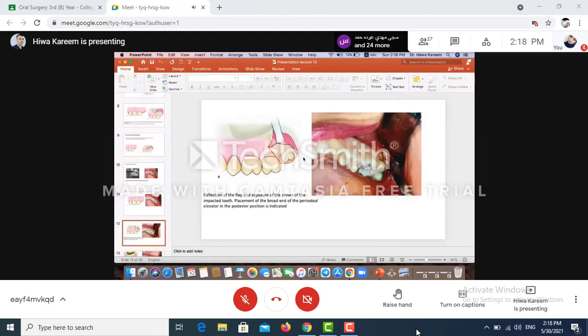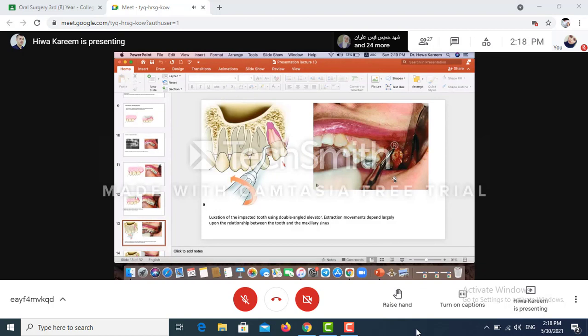After that, the flap is reflected by a periosteal elevator. This is the periosteal elevator. Use it for reflection of the flap. After reflection, we expose the impacted third molar and remove the impacted third using a double end elevator.